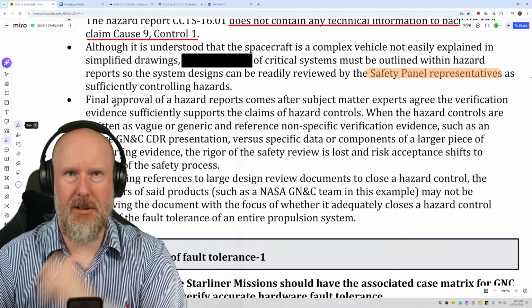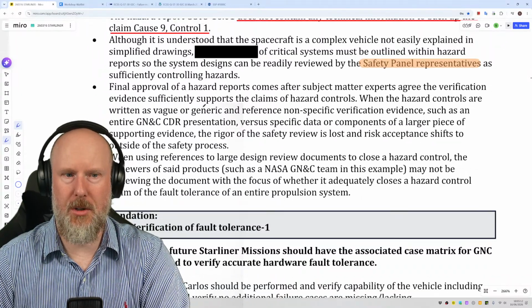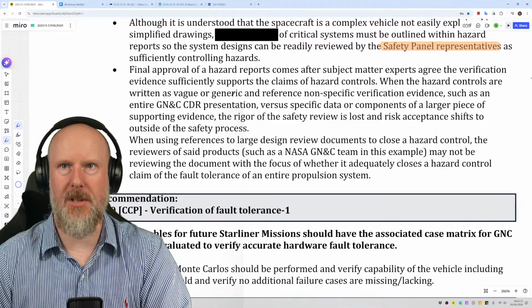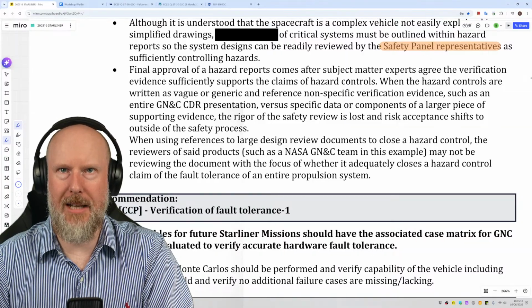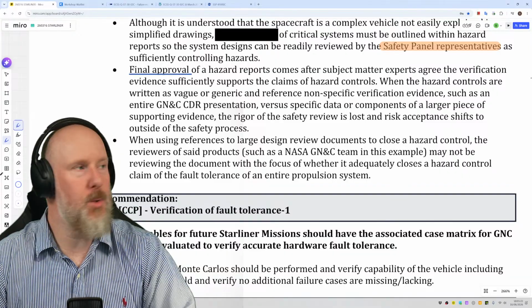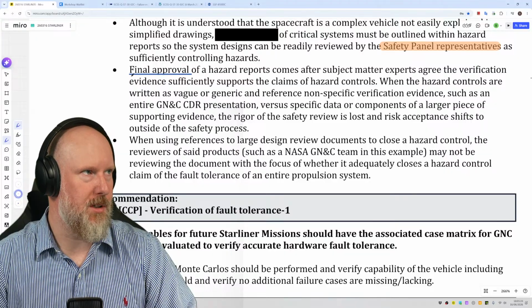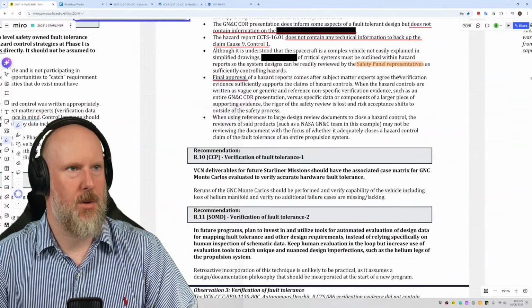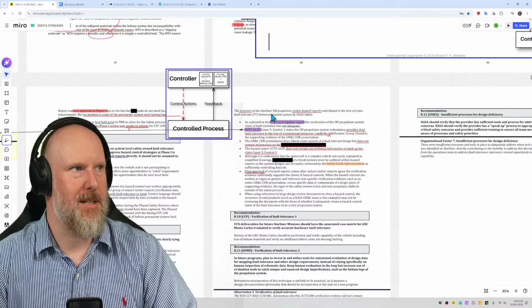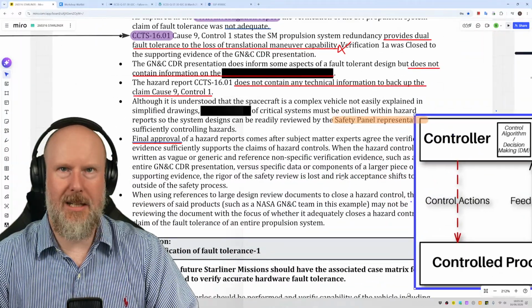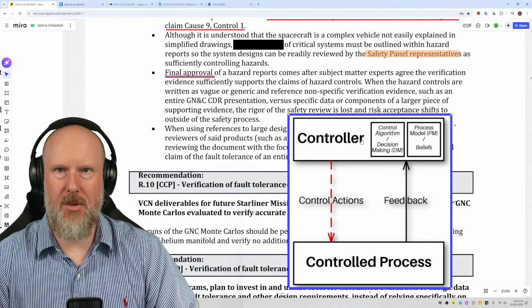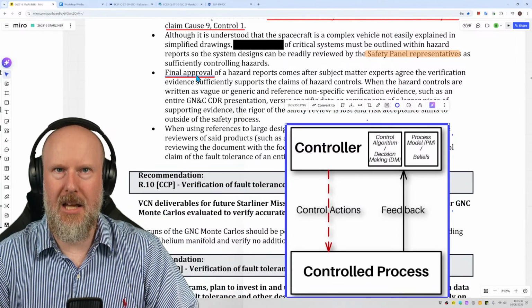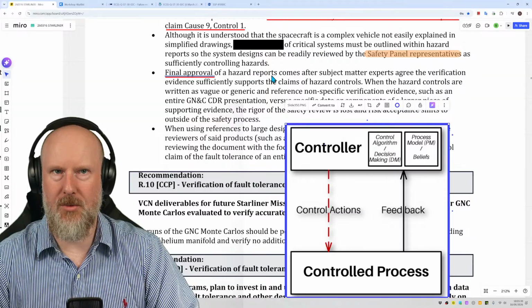Anyway, the final approval of the hazard reports comes after subject matter experts agree the verification evidence sufficiently supports the claims of hazard controls. So final approval, who does the final approval? What is that control action? So let's get our little jigsaw piece out again. Let's have a think about it through the lens of this jigsaw piece. Who or what is this controller that has the responsibility for final approval of the hazard reports?